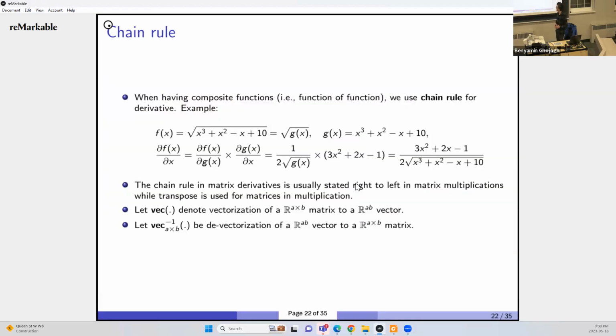Chain rule, I think you already know what the chain rule is, right? Does everybody know what the chain rule is? Okay, some examples here. The chain rule is important. Why? Because backpropagation is nothing but gradient descent and the chain rule.